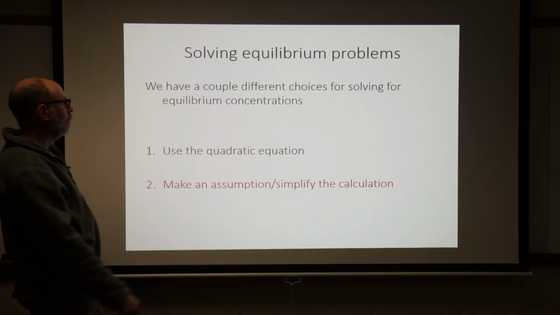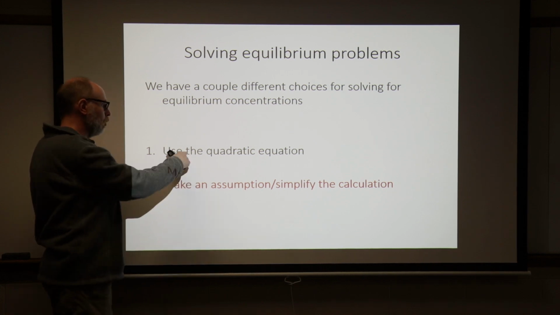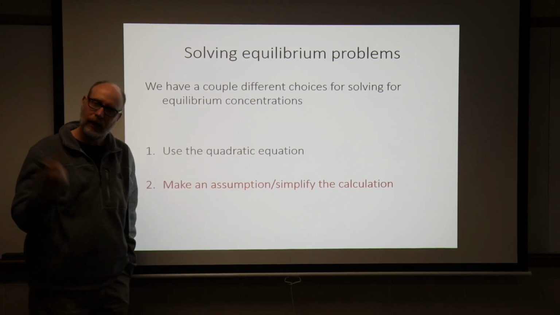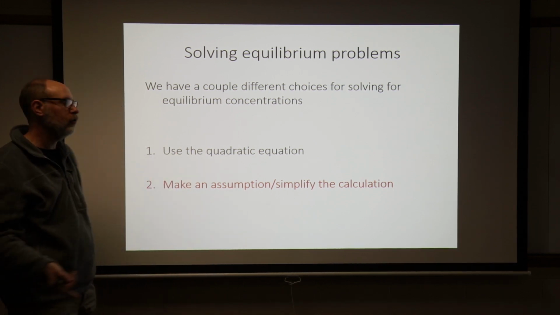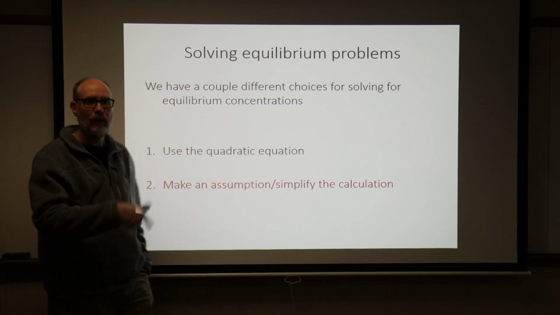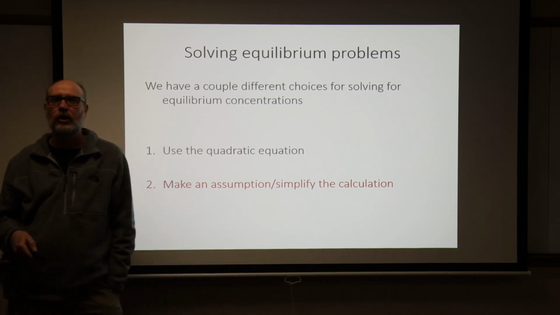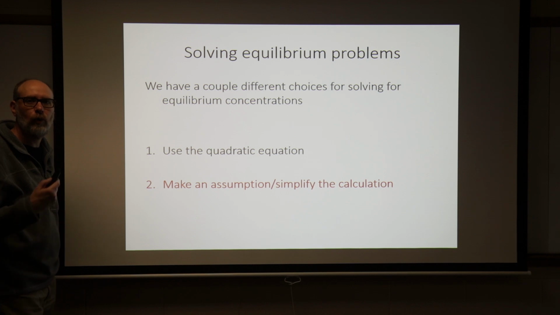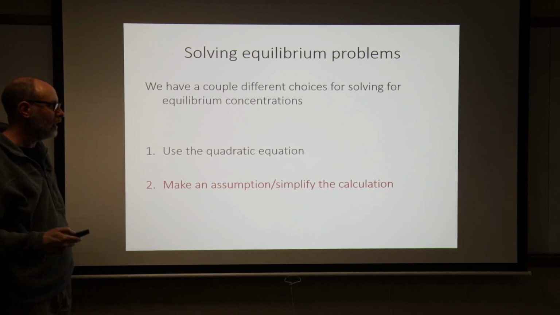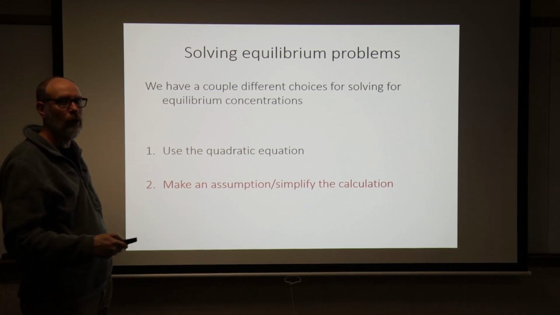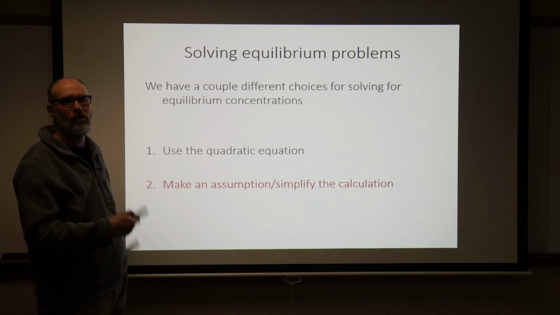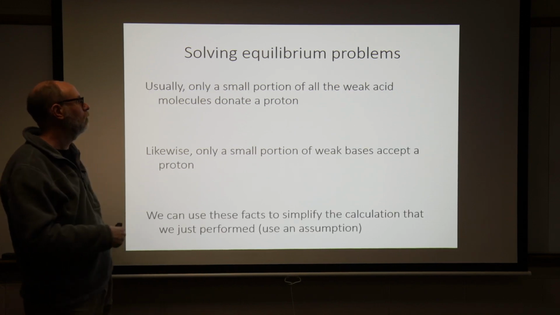All right, so we had two choices, right? Number one, quadratic formula. You get a quadratic, you've got to solve for the roots. Or number two, we can simplify the calculation with an assumption. And that's what we want to do: we want to understand what that assumption might be so that we can solve those problems a little more simply.